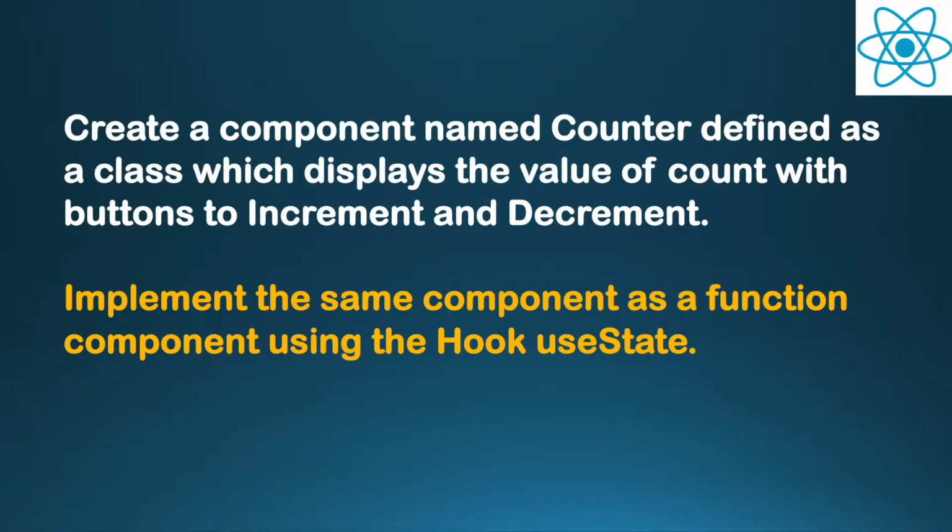Let's look at an example and see how useState is used, and then we will discuss more about useState. Create a component named counter defined as a class component, which displays the value of count with buttons to increment and decrement its value. So basically, we will have the count saved in the state and we will keep on incrementing and decrementing that value. Note, counter has been defined as a class component. What we want to do is now implement the same component as a function component using the hook useState.